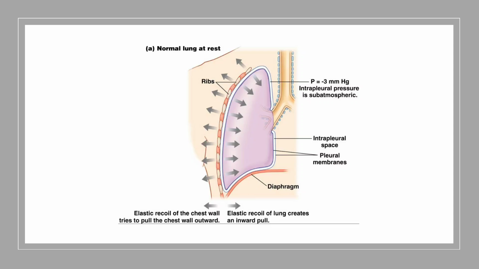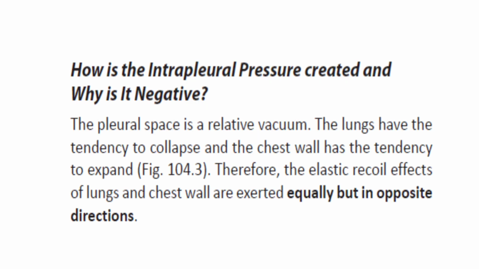Now the question is why the intrapleural pressure is always negative. The parietal pleura is attached to the thoracic wall, and the thoracic wall has a tendency to move outward, whereas the visceral pleura is attached to the lung, and the lung has the elastic recoiling power, so it will try to move inward. So the parietal pleura is trying to move outward along with the chest wall, and the visceral pleura is trying to move inward along with the lung. These two equal and opposing forces create a negative, or subatmospheric, pressure in the intrapleural space.